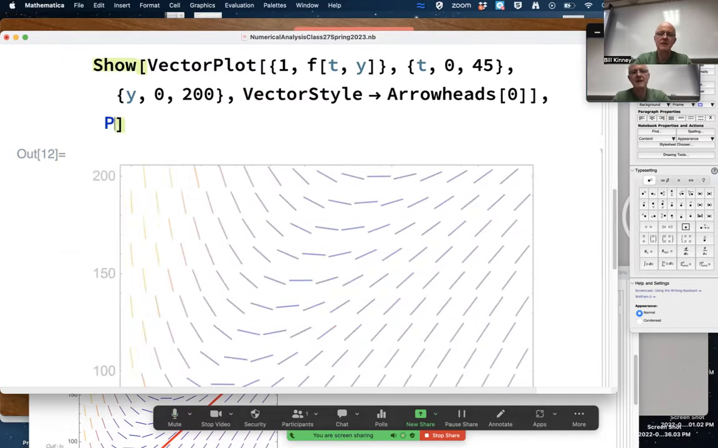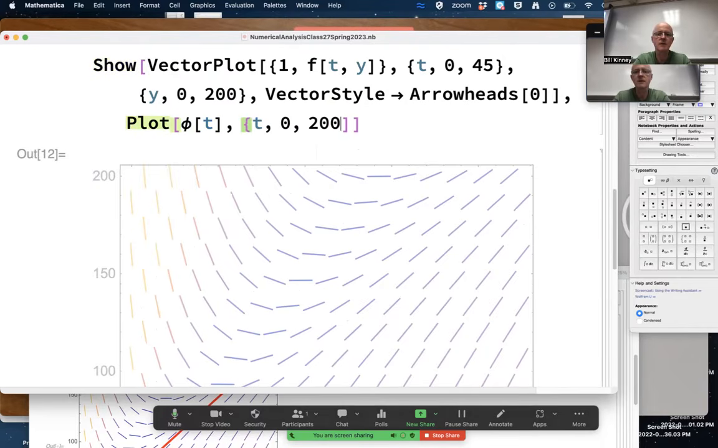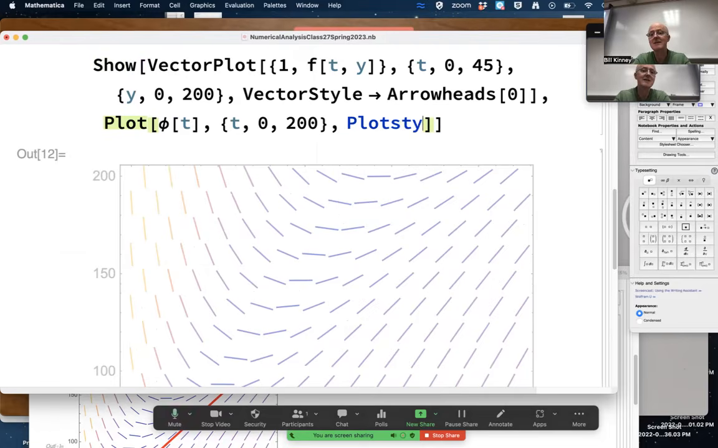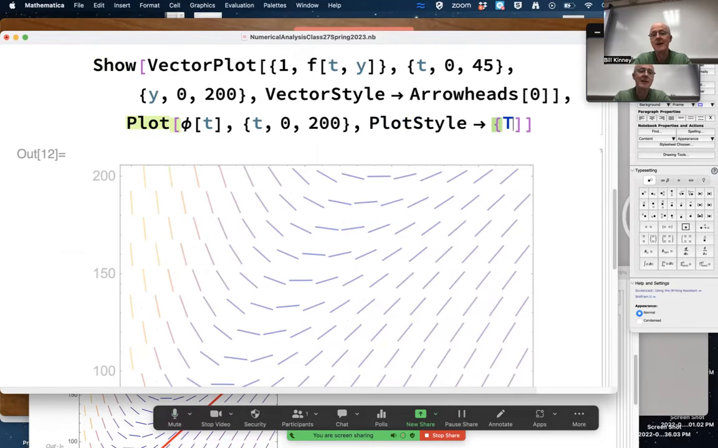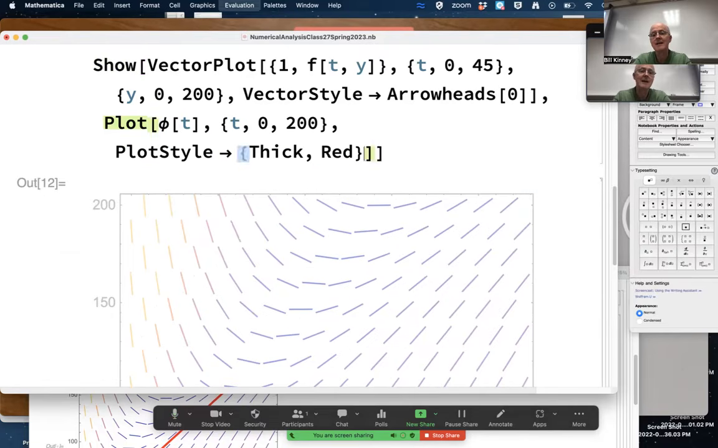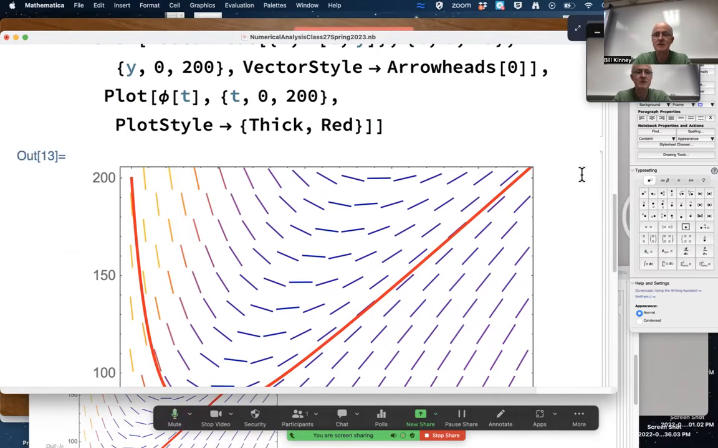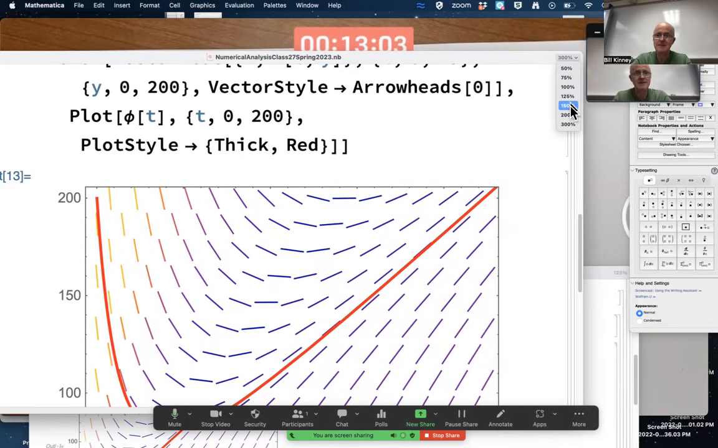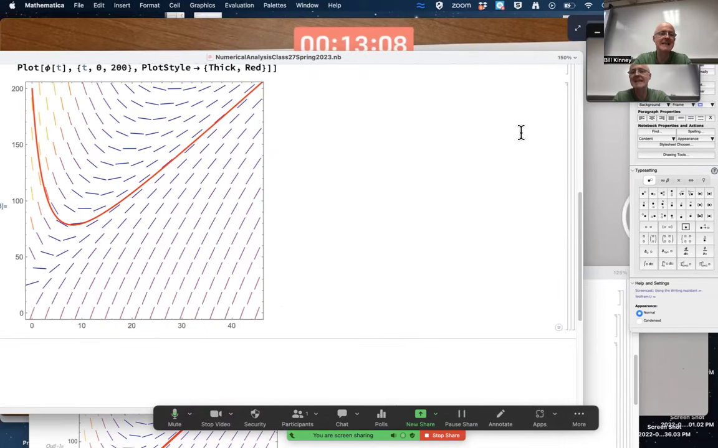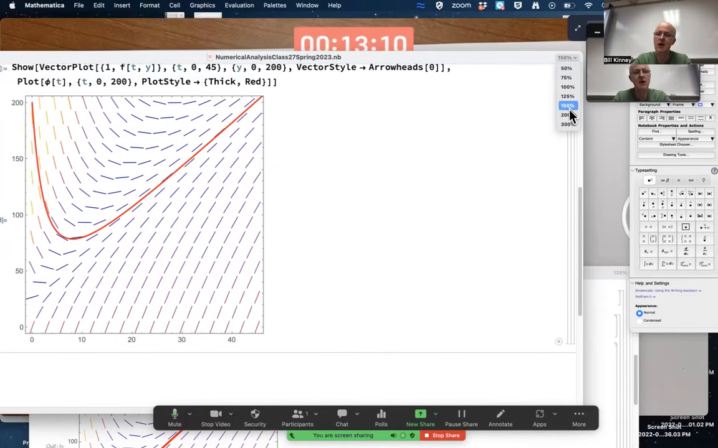Now I'll put the plot back in there. Plot the solution function phi of t going from 0 to 200. Plot style, say thick and red. There's our solution. This particular solution decreases before it increases because it's so salty to begin with. The salt coming in is less concentrated than the salt that's already in there.